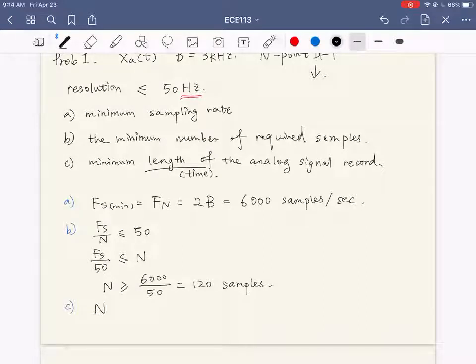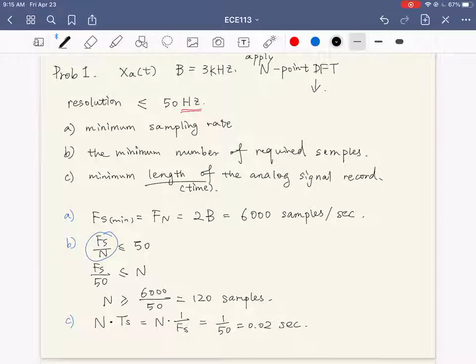So we have n samples in the time domain, and we know that we're sampling at fs. So the interval should be ts, which is the inverse of fs. And you notice that it is exactly the inverse of our fs over n. So it should be all right.